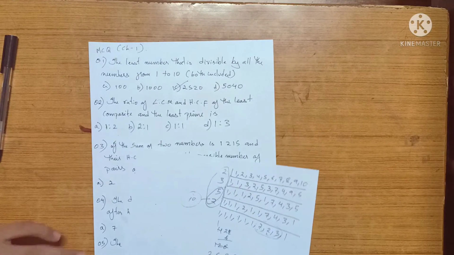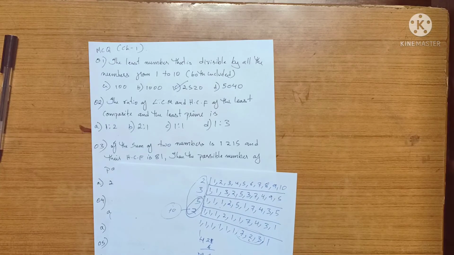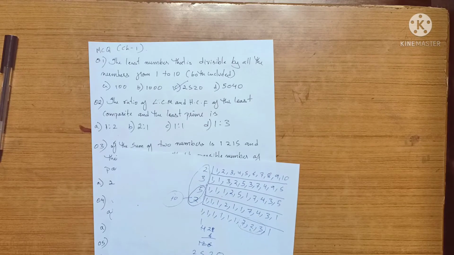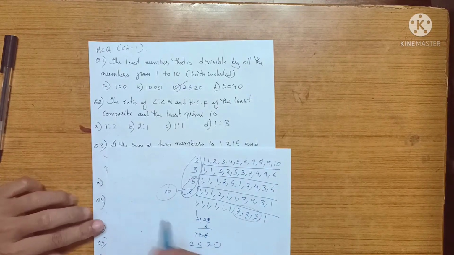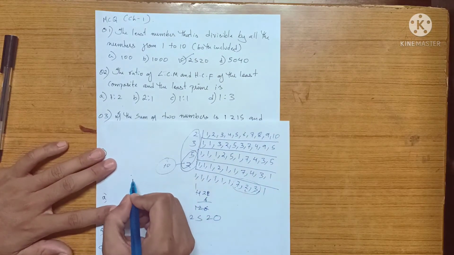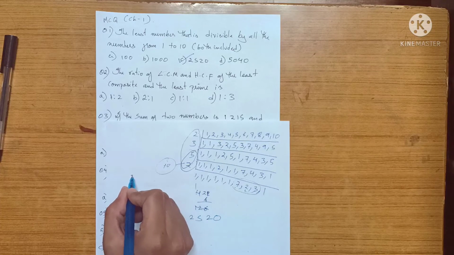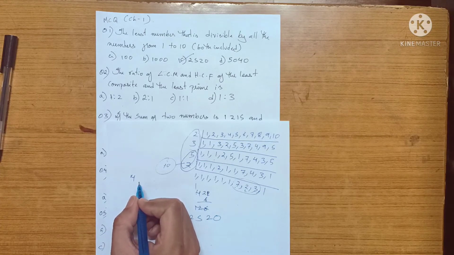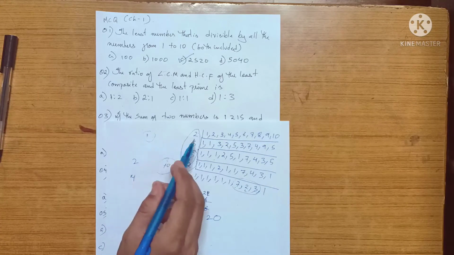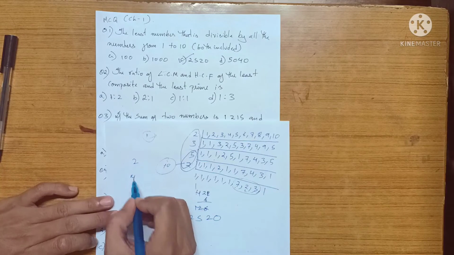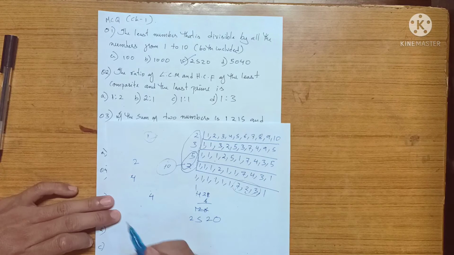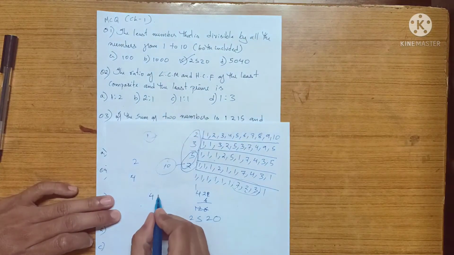Now let's try the next one. The ratio of LCM and HCF of the least composite and the least prime is. So let's first write what is the least composite number. The least number which is divisible by at least something, which is 4, right? Because yes, 4. And the least prime will be 2, and 1 is considered neither prime nor composite. Okay, so you have to think of 2 and 4 only. So LCM of 2 and 4 is 4, yes, and then HCF of 2 and 4 is 2.